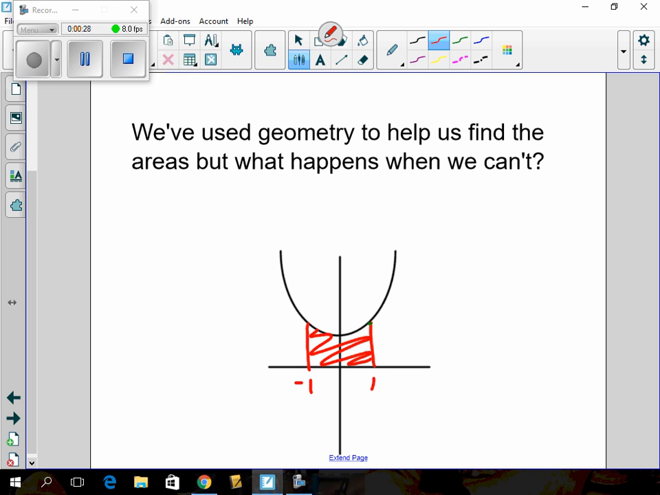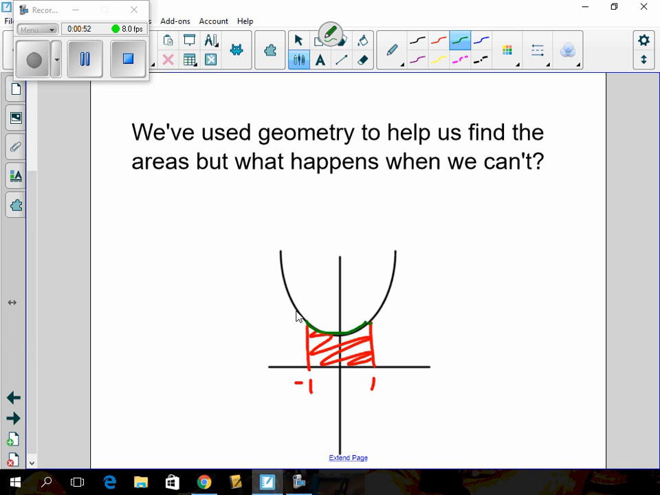So given this parabola, if I wanted to find the area underneath this curve from -1 to 1, just looking at it, my first instinct would be to use a semicircle. But although this has a circular shape, it's not a perfect semicircle. And so it wouldn't be the best approximation of the area underneath that curve.